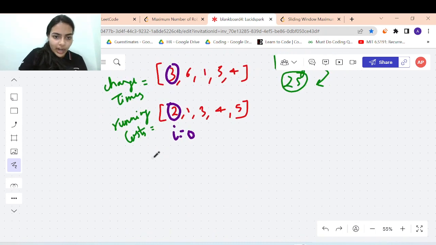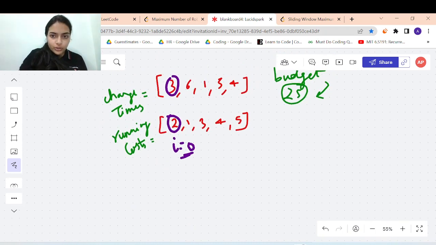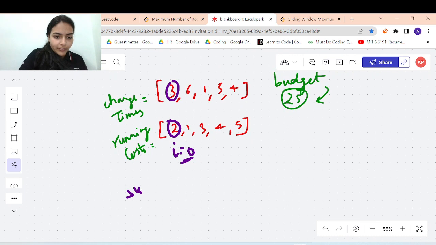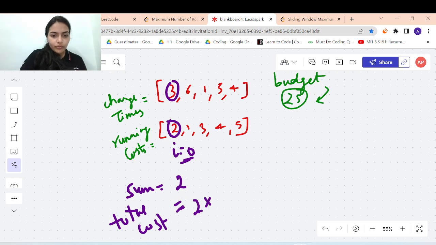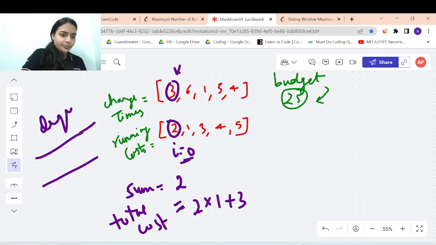What are we doing? We are starting from I equal to 0, right? So we will keep a variable, we can keep a variable sum. What is the sum? Sum is currently equal to 2. Okay, we can keep a variable total cost. What is the total cost? Total cost is equal to 2 into 1 plus maximum value is equal to 3. How are we going to get maximum? We are going to declare a DQ so that in order of n you can get maximum every time, right? So for the entire array you can easily get the maximum value for any sub array.